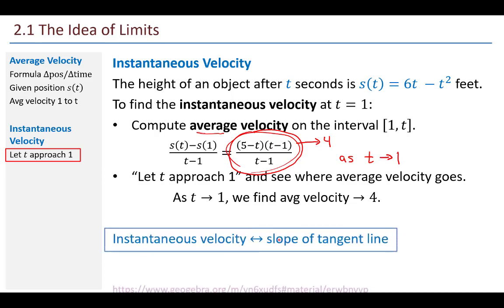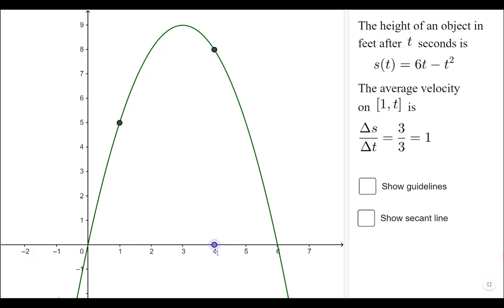It turns out that instantaneous velocity corresponds to the slope of a tangent line, and I have a little online demonstration to show that. Okay, so here we go. Here is a graph of the same problem that we've been working with, s of t equals 6t minus t squared, and I can move the right endpoint of t. I can make t 4, and I can calculate my average rate of change. Change in position over change in time is just 1, and if I bring that closer to 3, I get an average rate of change of 2. So those were the two calculations that we made before.